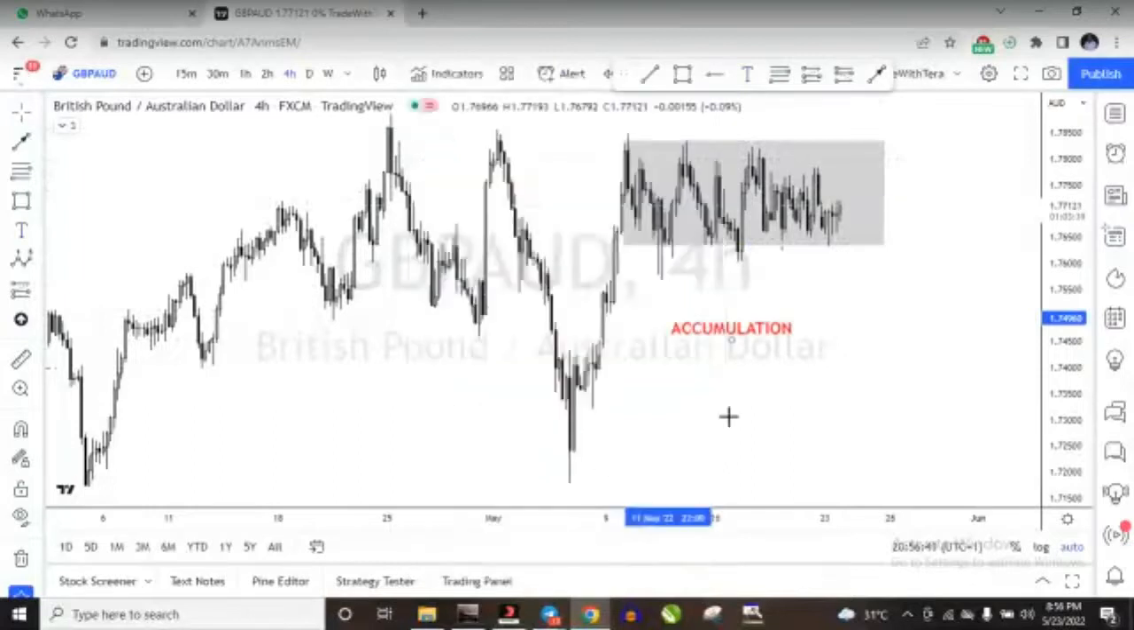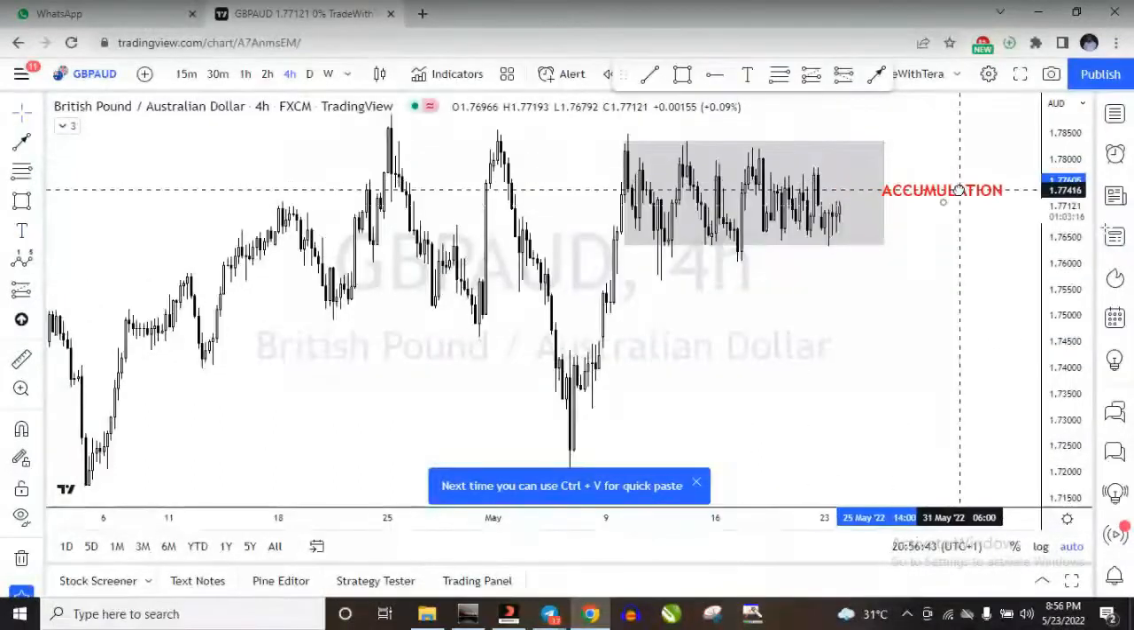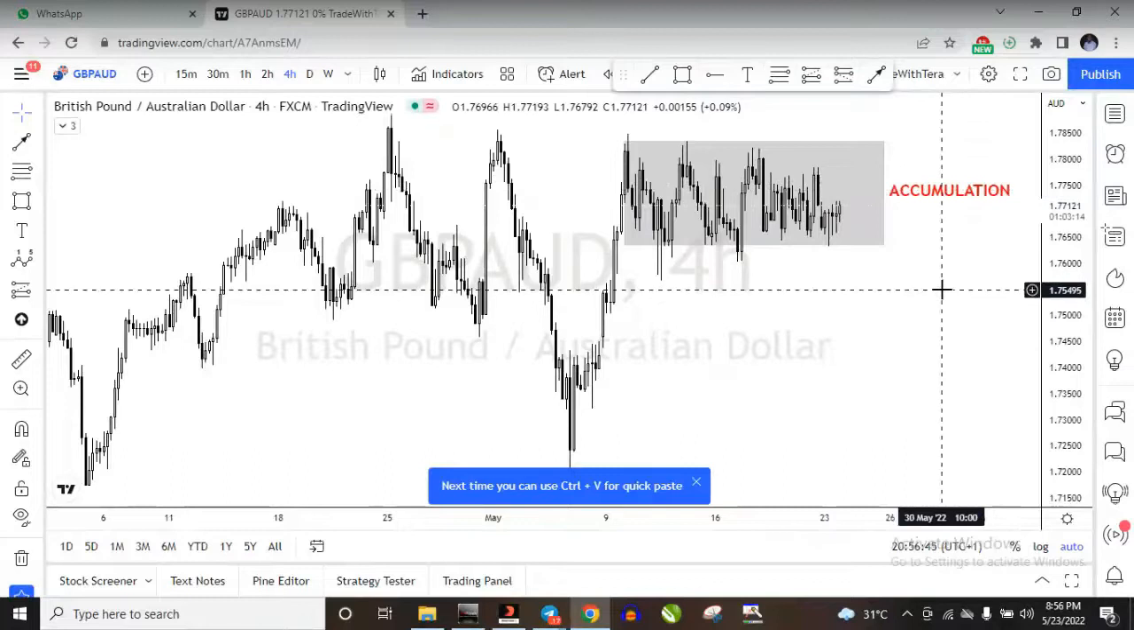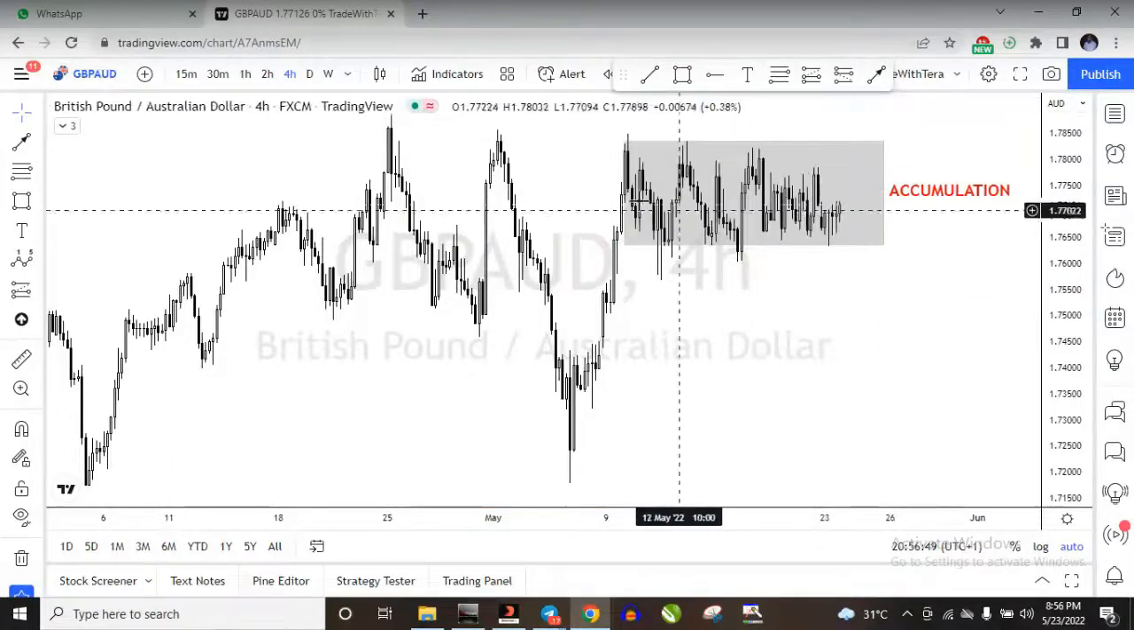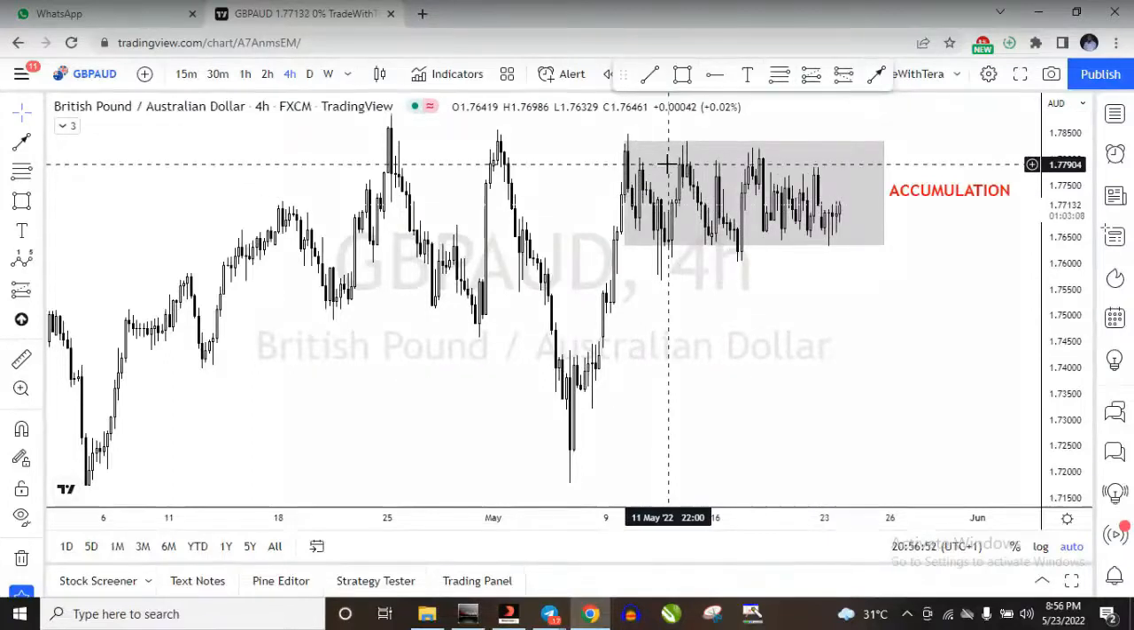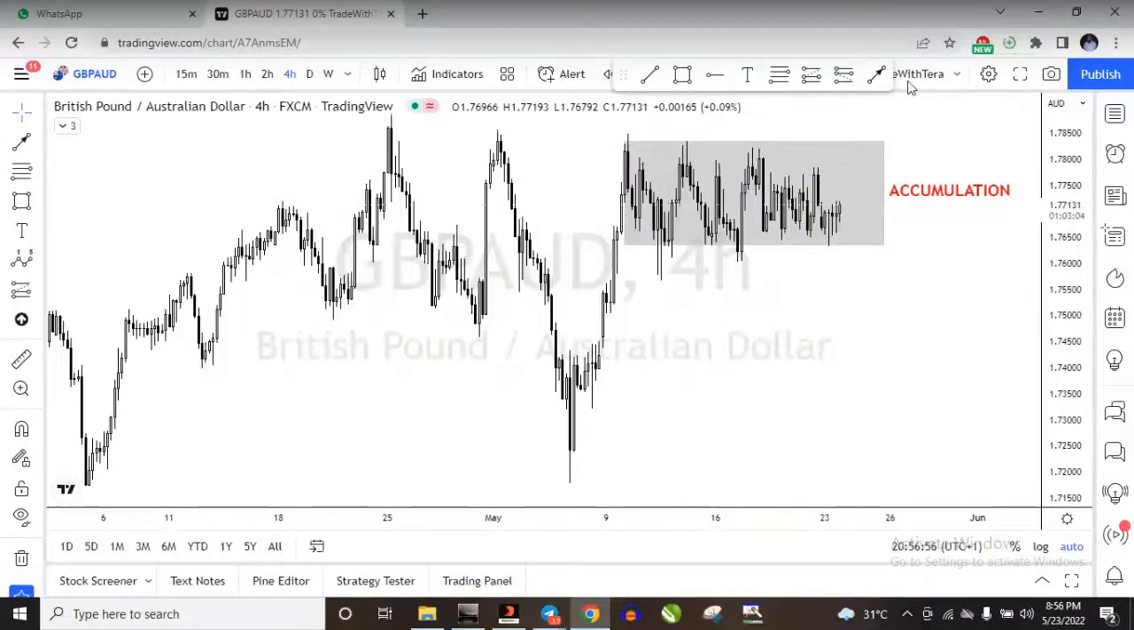Yes, that's what is going on right now. And whenever there is accumulation, it is a scary moment to trade, because accumulation means that they are going to accumulate all the orders that you can see in the market, and they are most likely going to give us a false break. A false break is a stop-on.